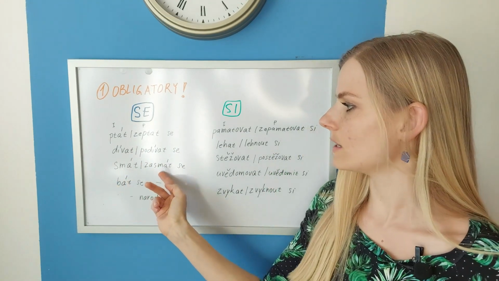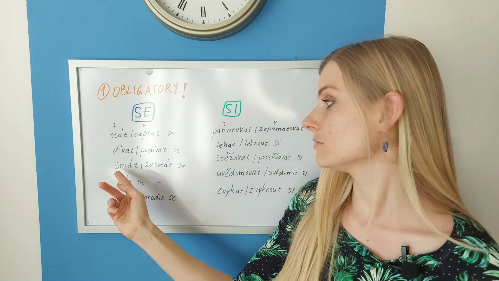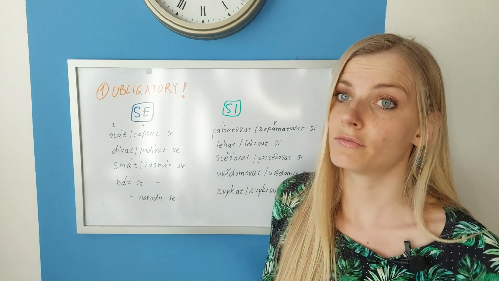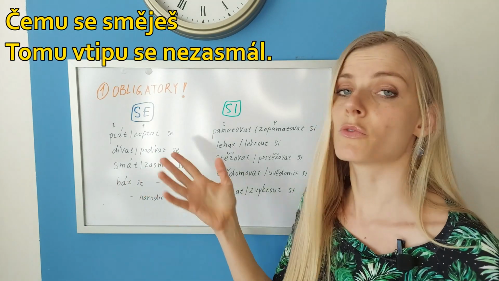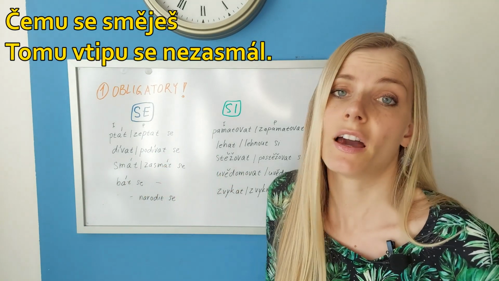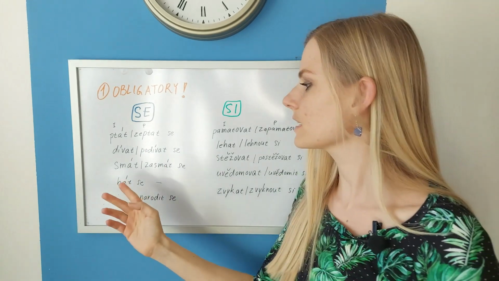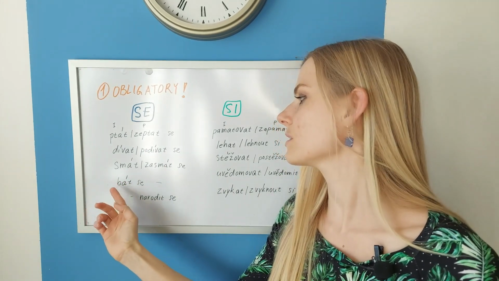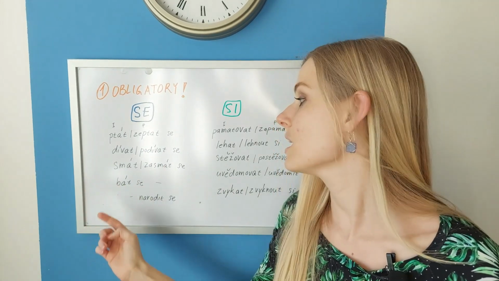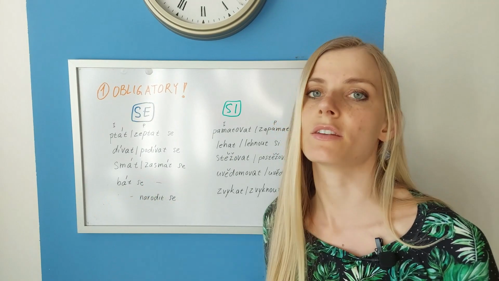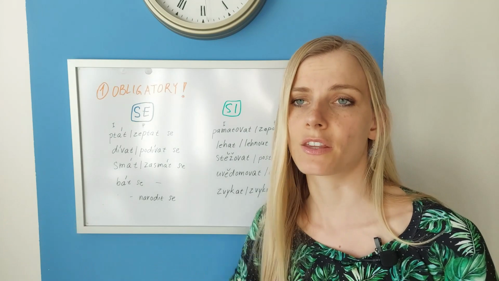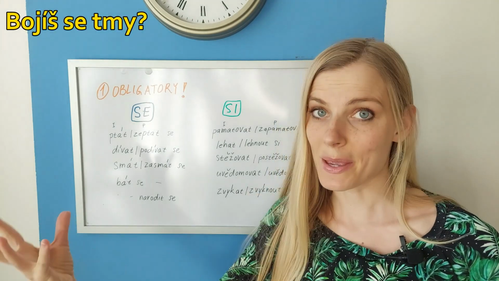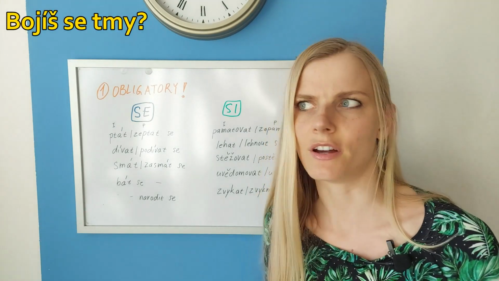Smát se, zasmát se. To laugh and to have a laugh. Čemu se směješ? What are you laughing about? Tomu vtipu se nezasmál. He didn't laugh about the joke. Next one is only possible in the imperfective form. Bát se, to be afraid. In present tense, this is bojím se, bojíš se, etc. Bojíš se tmy? Are you afraid of the dark?